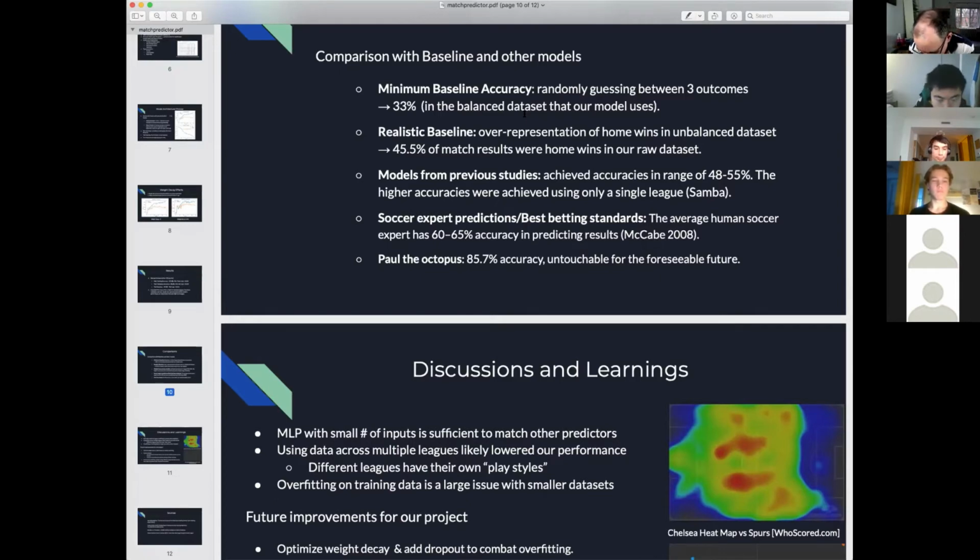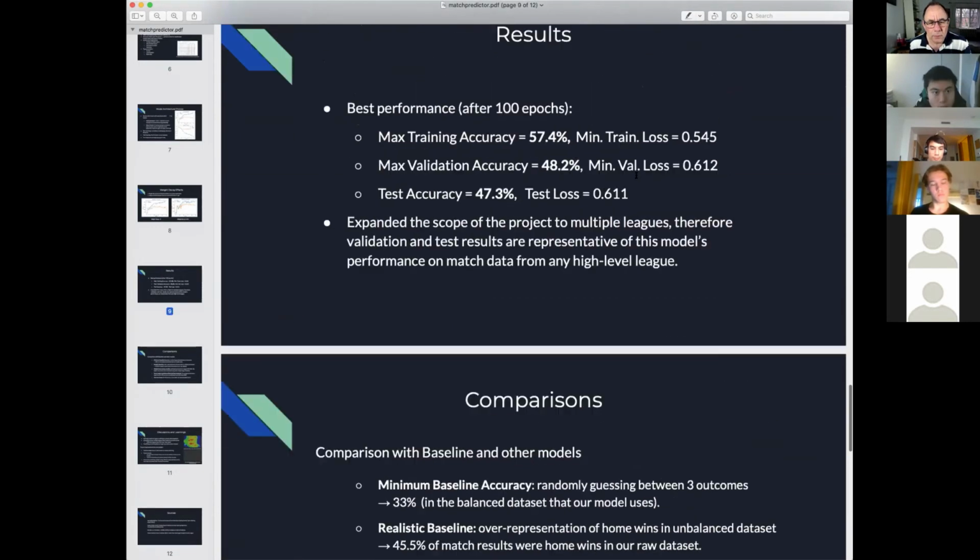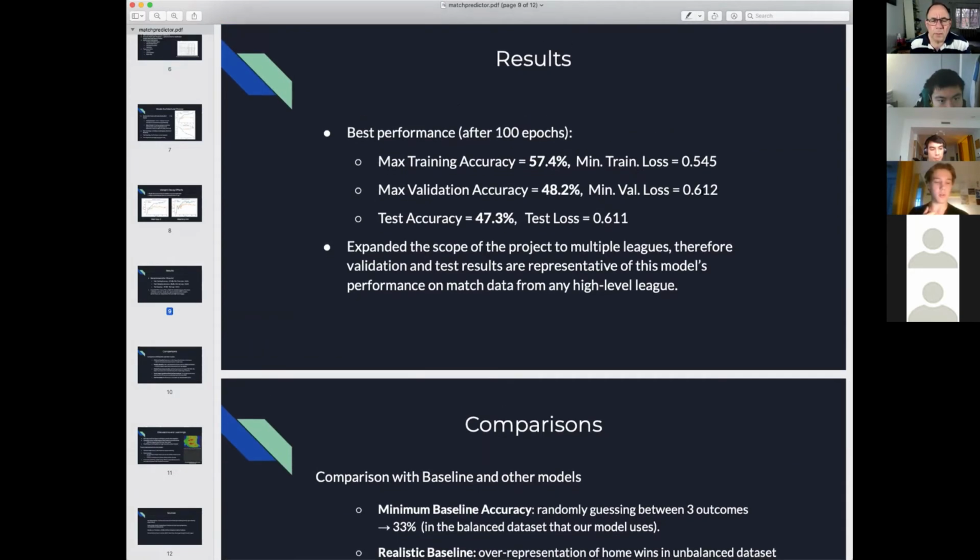Let me ask a quick question. Just the comparison of the accuracy. If you predict home, what is the accuracy you get on the 3 classes, 45% or something? Just predicting home? Yeah, you get 45.5%, but that's if we completely used an unbalanced data set to validate on. We would get 45.5% if we just guessed home every time.